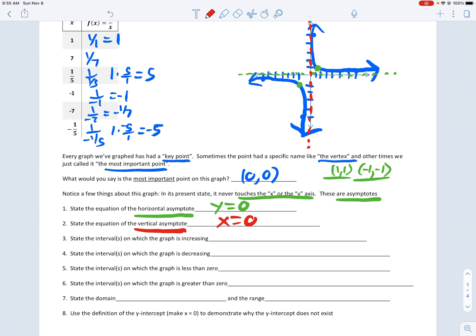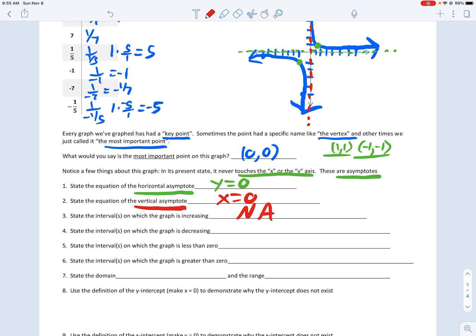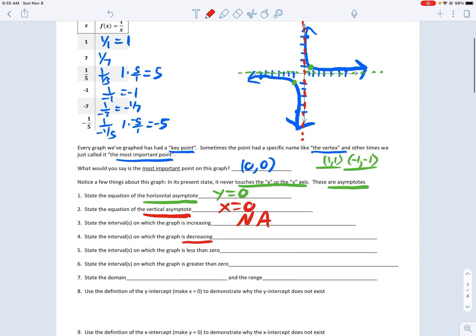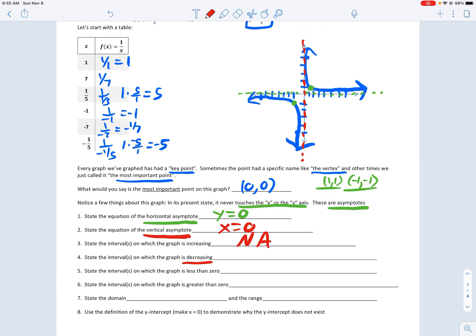All right, where is the graph increasing? So as you look left to right, does the graph ever go up? It goes down and then down, so it doesn't. Right? It does not increase. Does it decrease? Yes, it's decreasing across the entire domain. So that would be from -infinity to 0, skipping 0, and then continuing on, because it decreases everywhere other than 0, because there's an asymptote at 0.